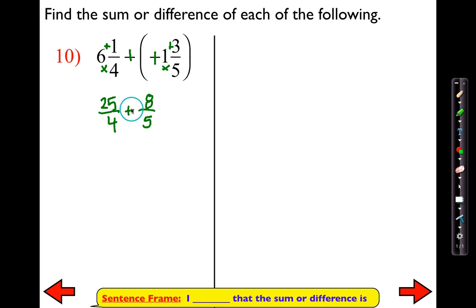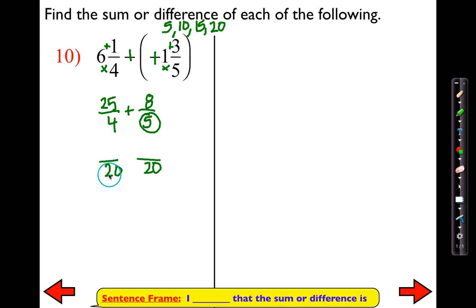So at this stage, what we're going to do once again is identify which one's larger, 4 or 5. 5 is obviously larger. So I'm going to go by multiples of 5. Can 4 be multiplied to give me 5? No. Next multiple is 10. Can 4 be multiplied to give me 10? No. Next multiple is 15. Can 4 be multiplied to give me 15? No. Next multiple is 20. Can 4 be multiplied to give me 20? Yes. So that's going to be my lowest common multiple.